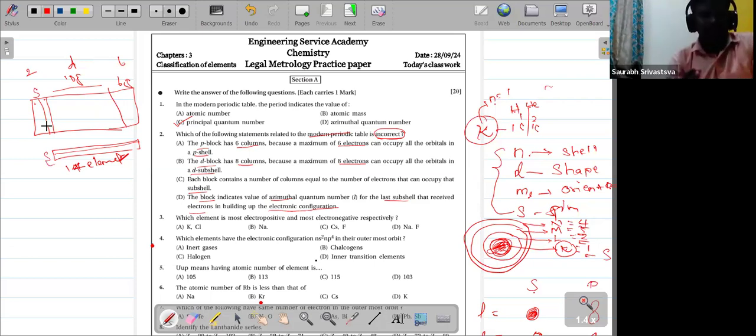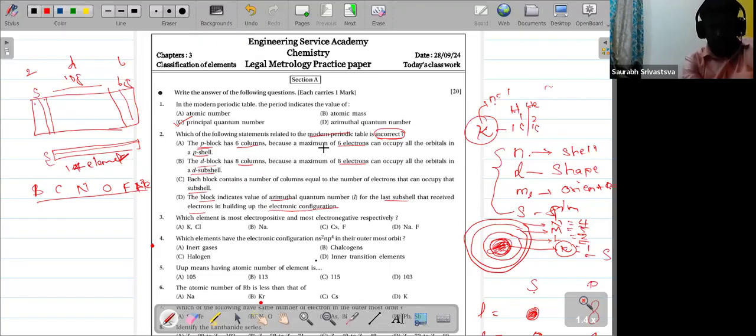Next, here they have given the first one: the P block has 6 columns. Yes, the P block has 6 columns. What are the 6 columns? First, the boron family. Next, the carbon family. Next, the nitrogen family, called the pnictogens. Next, the oxygen family. Next, the fluorine family. Next, the neon and helium family, or noble gases. These are the 6 groups in the P block.